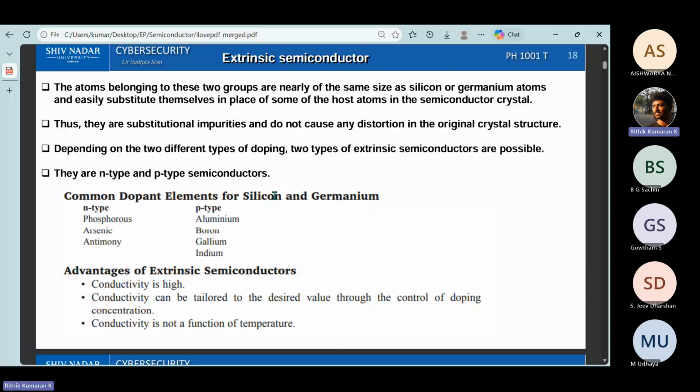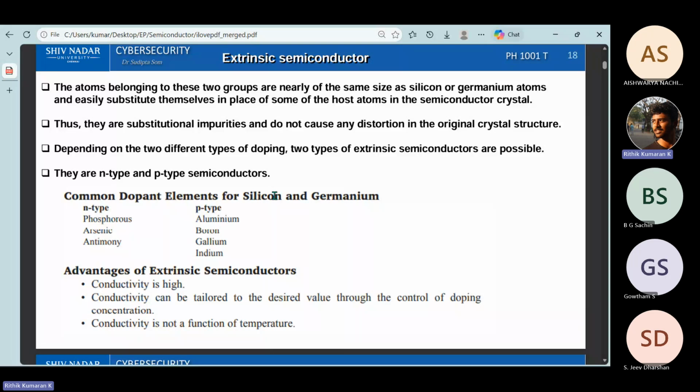So what are the advantages of an extrinsic semiconductor? The conductivity is high. We will see why the conductivity is high: either the holes or the electrons are high in number, which carries more current. Next, as I said, we have the freedom to control the concentration of doping. We have control over the concentration of doping.